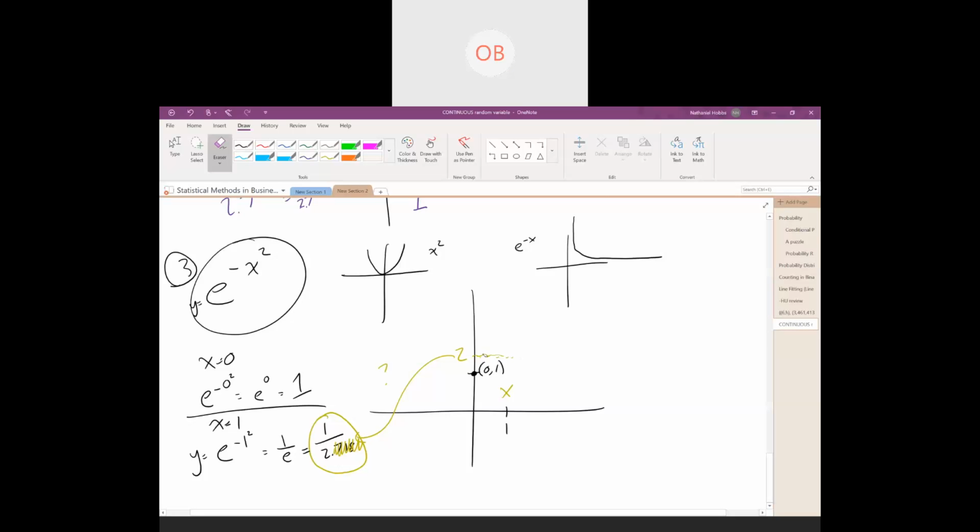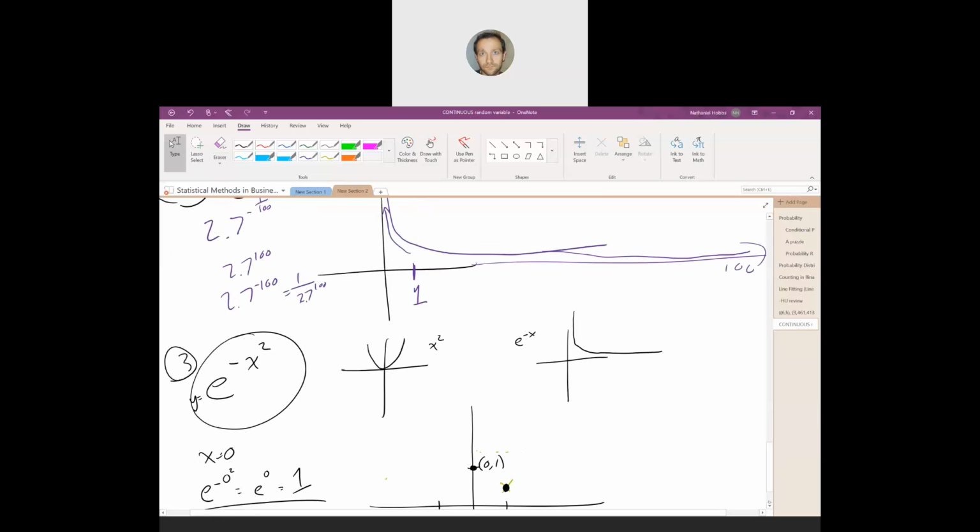Let me get rid of these. Sorry, got to redraw some stuff here. Great. So here we have another point. We have a point here, and a point here. Now I want to talk about the point at -1.